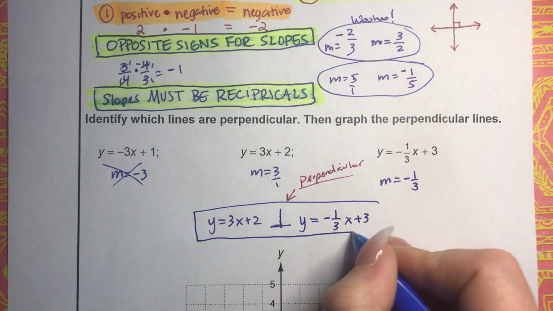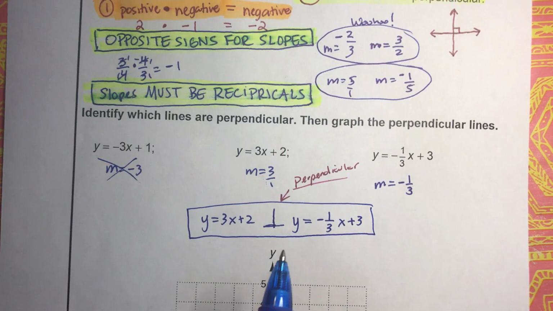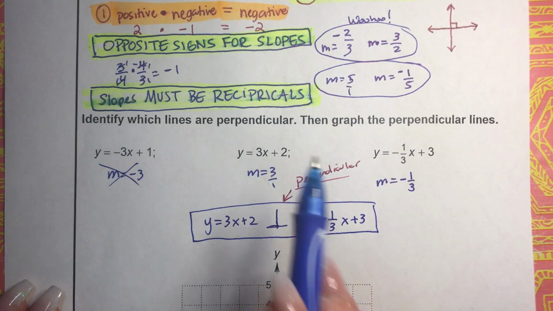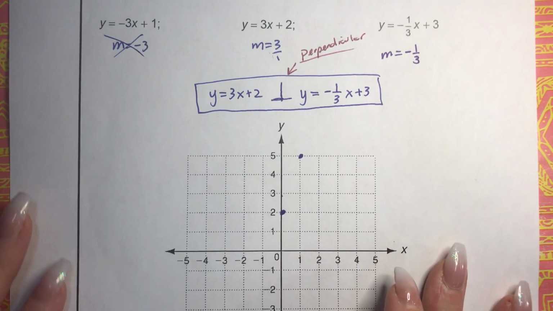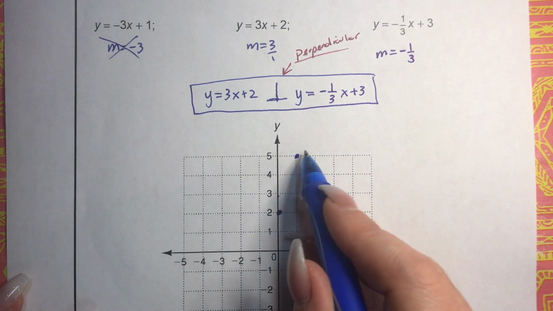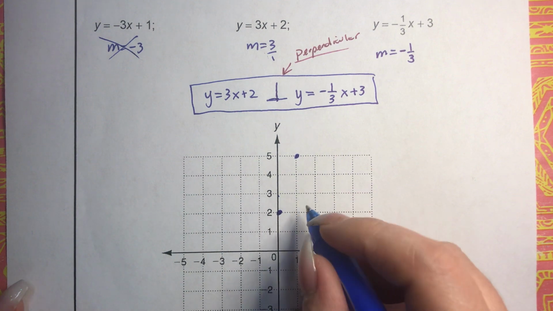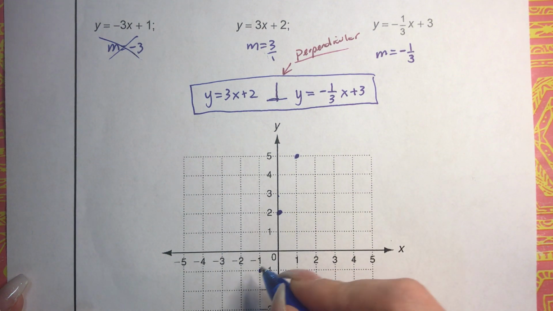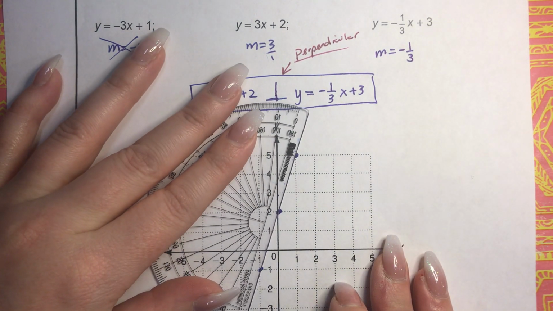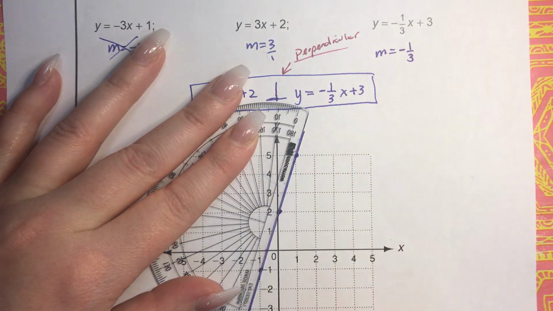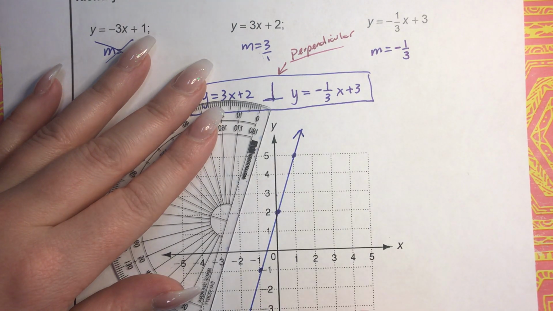There's our answer, and then we just need to go ahead and graph them. So on this first one, I'm going to graph the y-intercept, which is 2, and then up 3 over 1. Do the opposite. Okay, my y-intercept was 2. I went up 3 over 1. Do the opposite, down 3 over 1. And then it's time to connect the dots. Right there. Ooh, that one felt good.